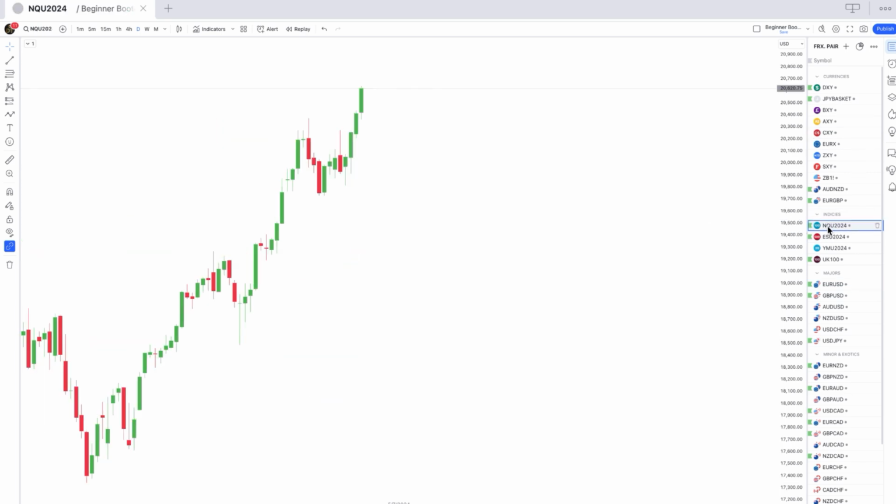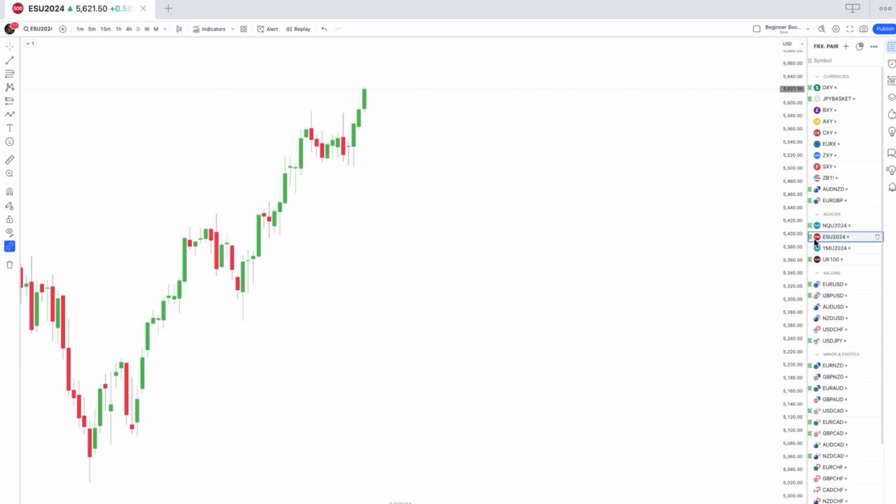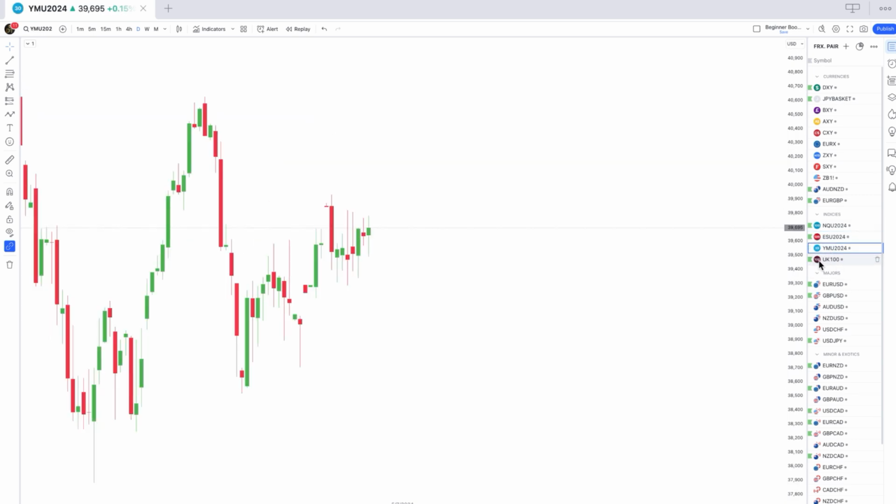So if you want to trade the Nasdaq, this is the futures contract for the Nasdaq. ES is the S&P 500. You see here in the small logos, 500, 100. The US 30 is the Dow Jones. I also trade the FTSE, that's the UK 100. And of course, you can also trade the DAX, that's the German 40, I think. You can trade the Nikkei, that's the Japanese one.